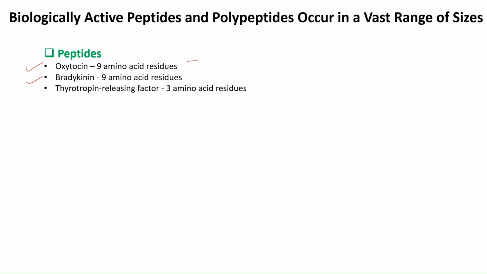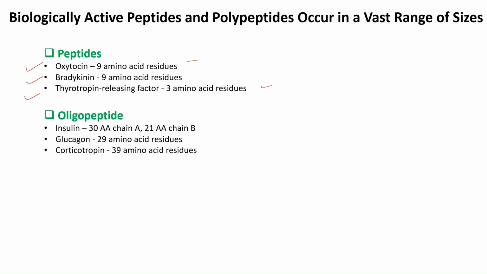These are anti-inflammatory compounds consisting of only 9 amino acids. Thyrotropin releasing factor, which helps in the release of thyrotropin, consists of only 3 amino acid residues. So these are peptides having fewer amino acid residues. Still, they are biologically active molecules.